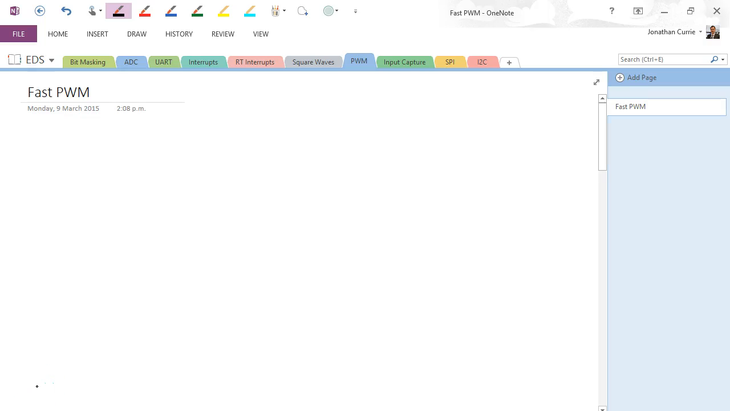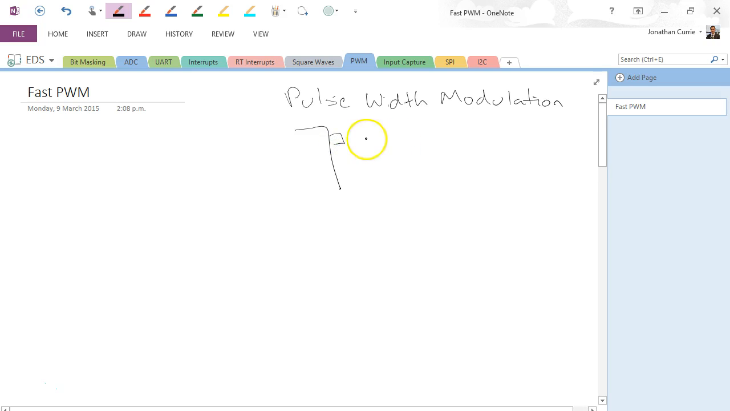Alright, in this video we're going to be looking at generating PWM, which is short for pulse width modulation. So, like we saw in the last video, we've got our microcontroller, we've got a physical pin on it, and we're generating a waveform out of that pin. Right, so that's what we're interested in. But let's have a look at what PWM actually is.